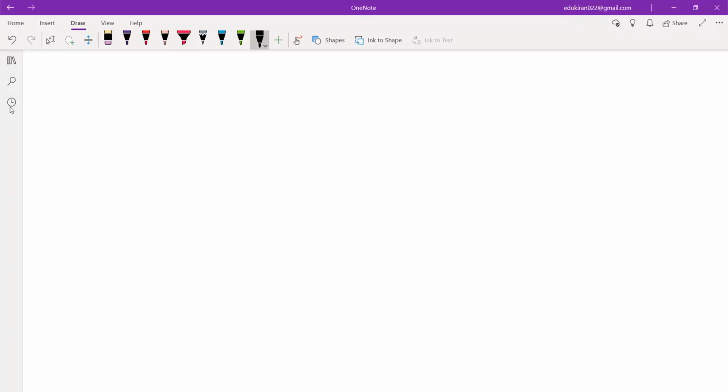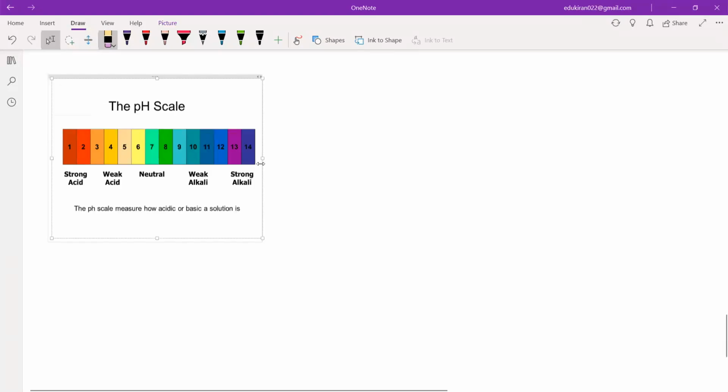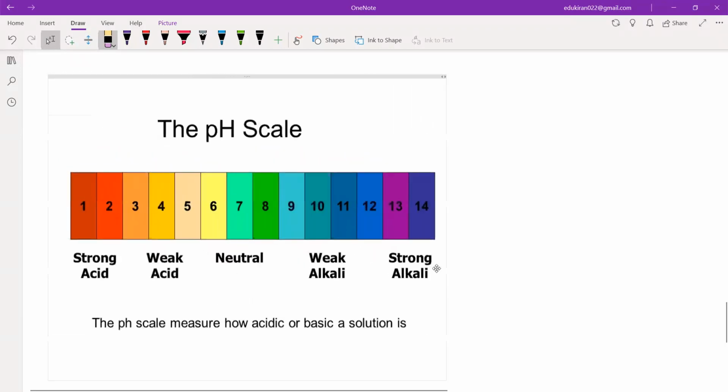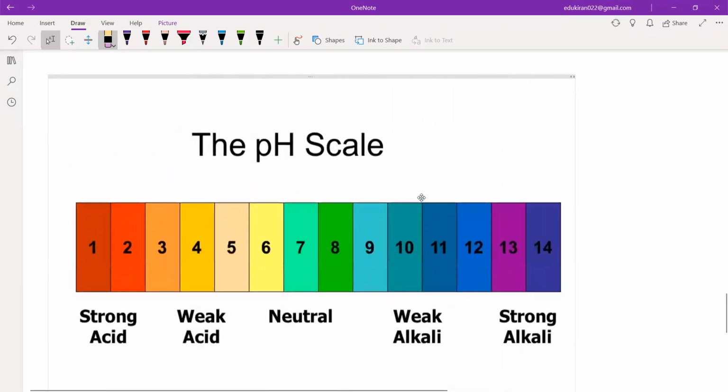In the pH scale, it will start from 1, 2, 3, 4, 5. Achha, wait a second. Let me not write. Let me just give you a photo here. Okay, so remember this.